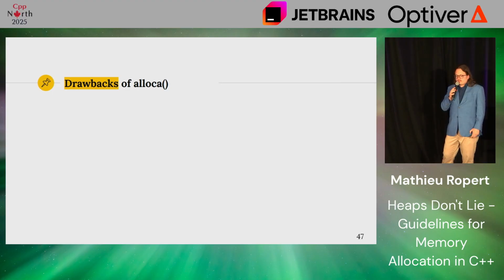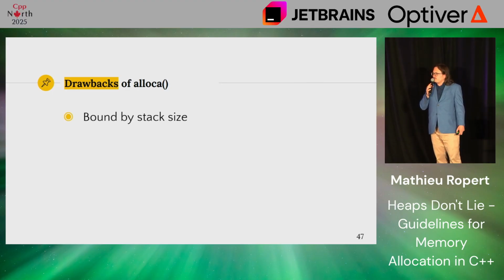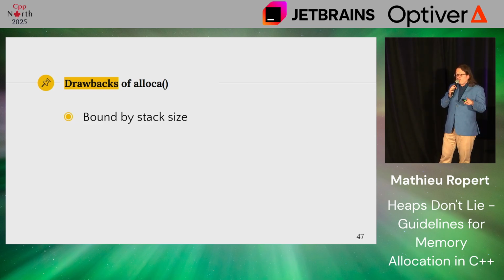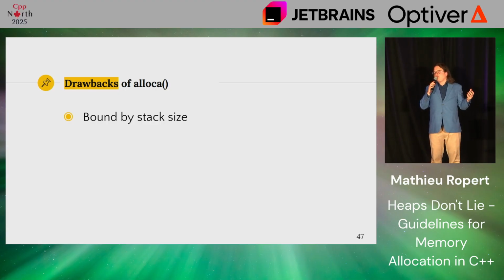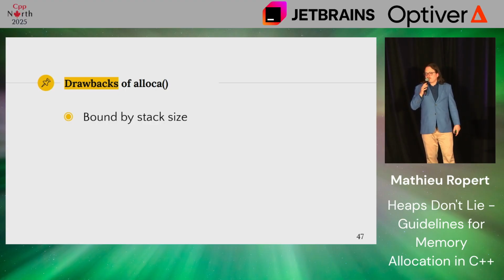It comes with some problems. First, it's bound by your stack size, right? Again, we'll go back to the famous stack overflow problem. It's a very easy way for people to blow the stack, especially if someone calls alloca and then within that stack frame calls another function that also does alloca, because you have no very easy way to see how much has been eaten so far from your program stack.